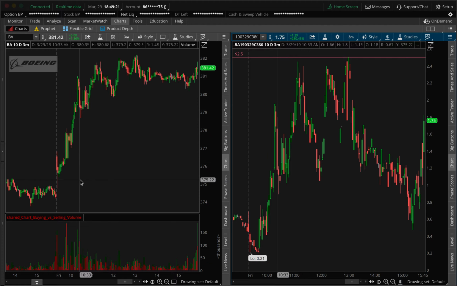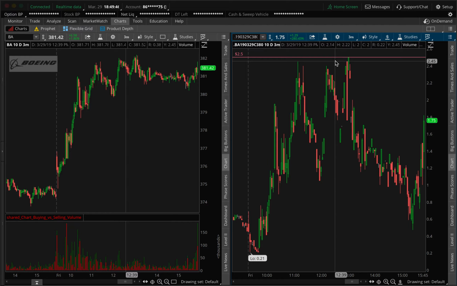So Boeing, the stock on the left, had a low today around 375 and made a high of 382. Now on the right is Boeing's option contract, which had a low of 21 cents. So you could have bought one option contract for 21 cents, and you could have sold it for $2.50.